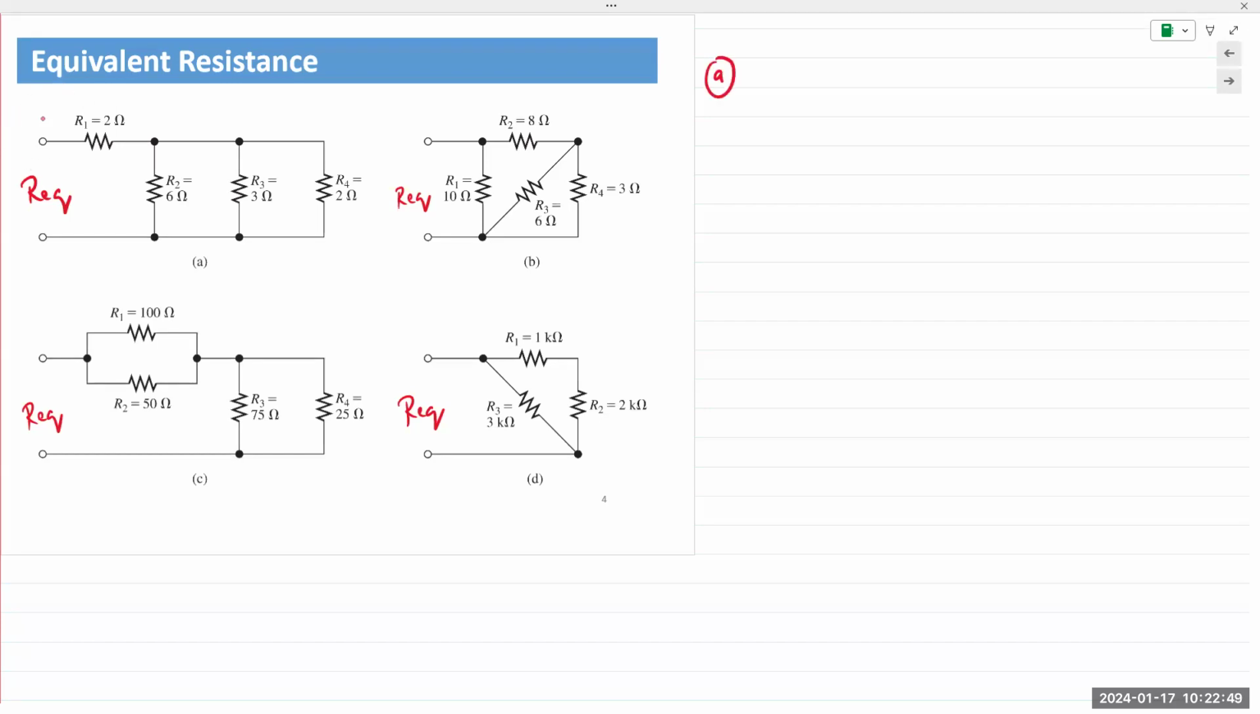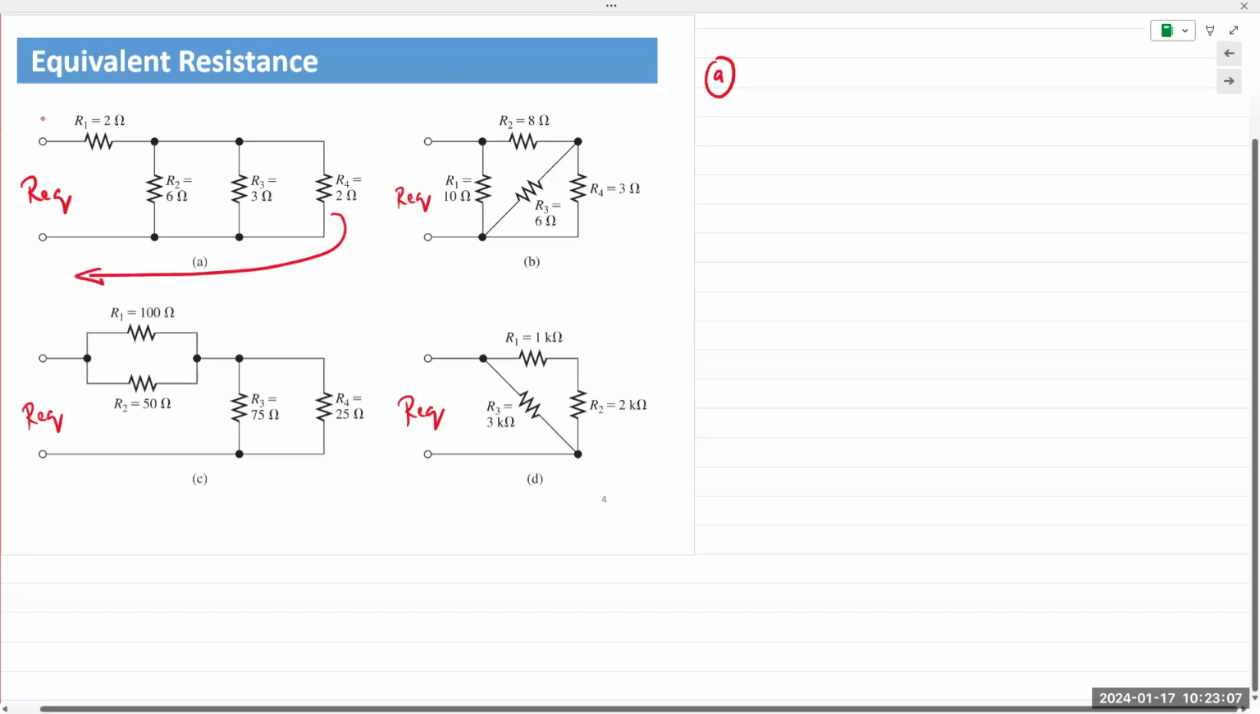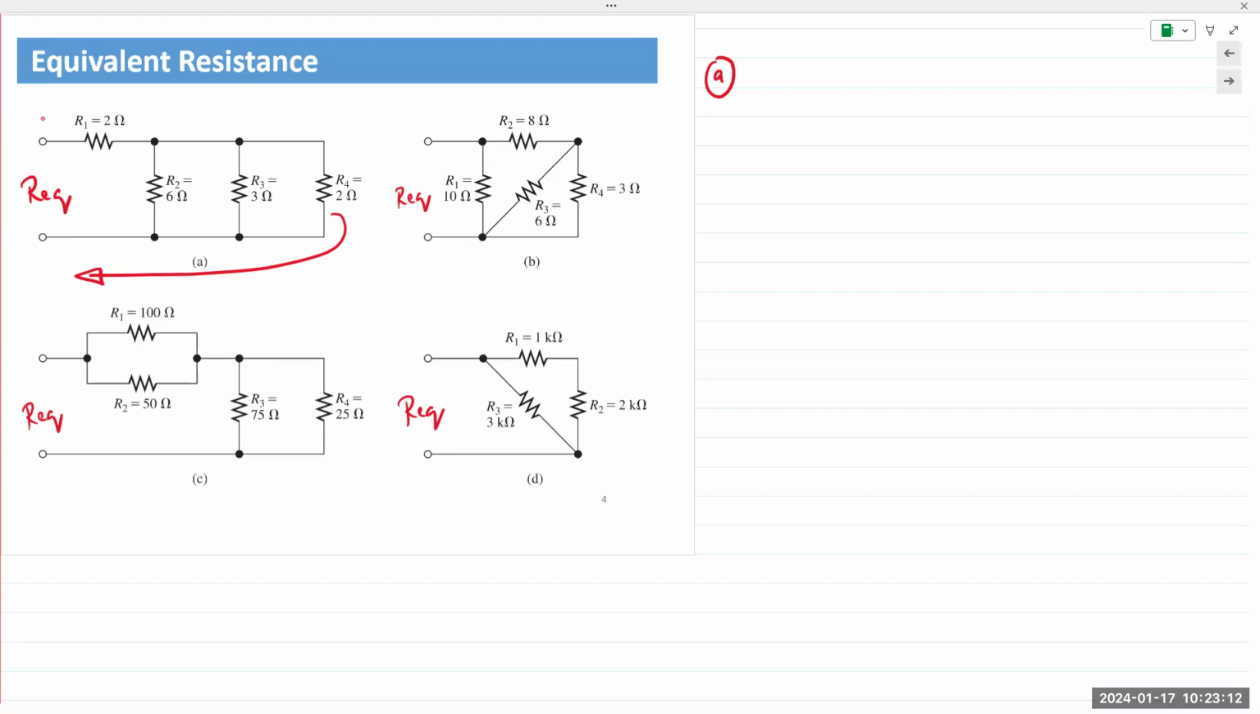So example A, it doesn't matter which terminals you are trying to find REQ at, you always start at the farthest end. The farthest end is here, R4. And you start reducing as you move towards the front end of those terminals. So if I'm trying to find REQ at the far left, I start at the farthest end, which is R4, and I start coming back towards my measurement terminals.